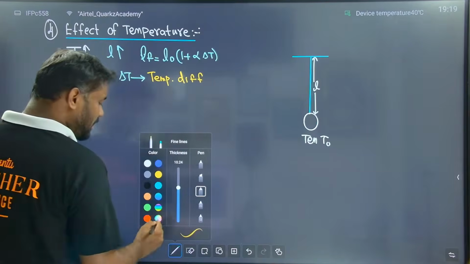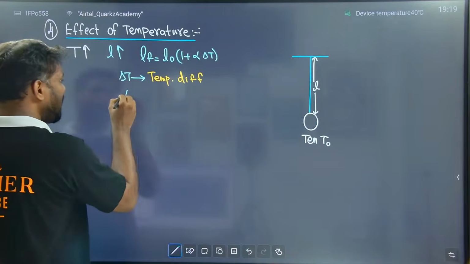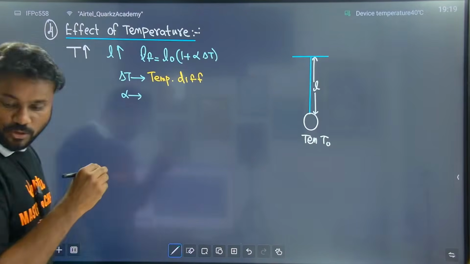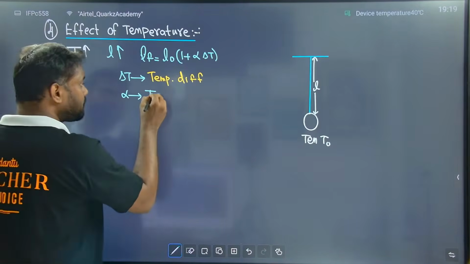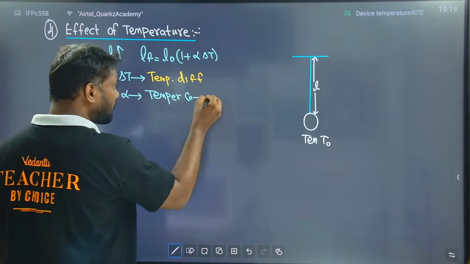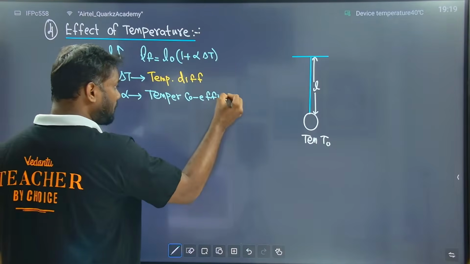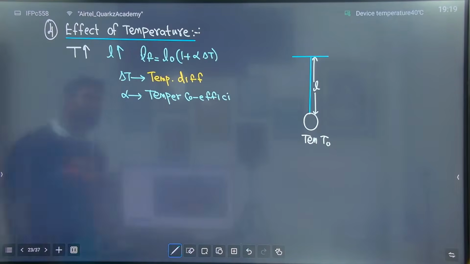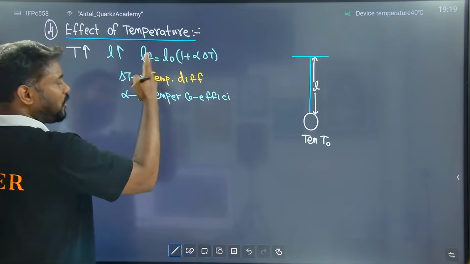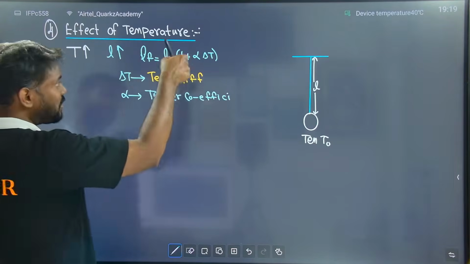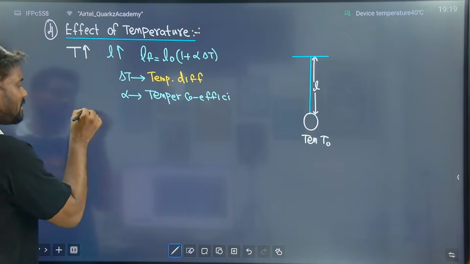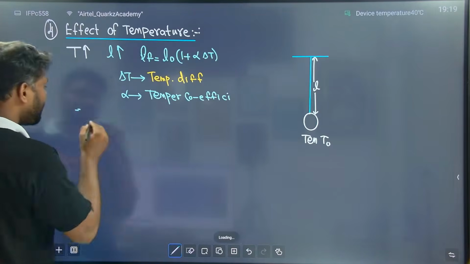Yes. What do we call alpha? This alpha is the temperature coefficient, the linear temperature coefficient. Okay? This must be known clearly. Now I am rearranging these values to calculate the change in time. This is the final length. So how can we calculate the time period when temperature increases?